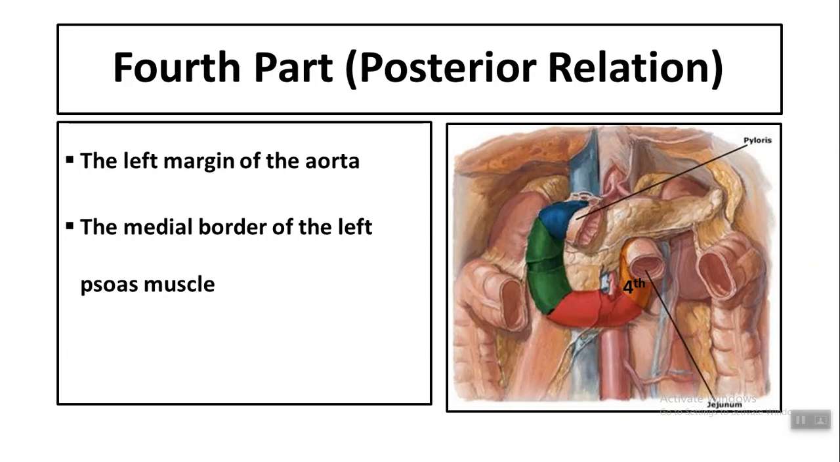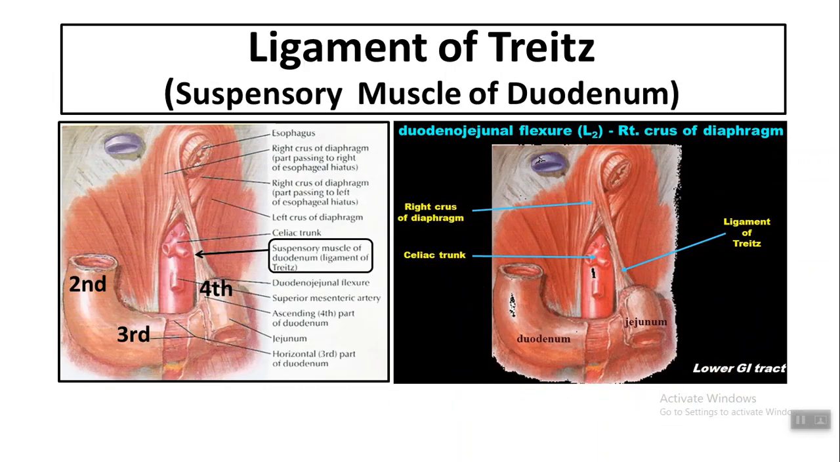There is an angle between the duodenum and jejunum. This duodenojejunal junction is held by what we call the ligament of Treitz. The ligament of Treitz is regarded as an important landmark for the surgeon to mark the beginning of the jejunum. It is also called the suspensory muscle of the duodenum. It is a fold of peritoneum that is attached to the right crus of the diaphragm. It forms just like a sling that holds the duodenojejunal junction in position, at the level of L2.